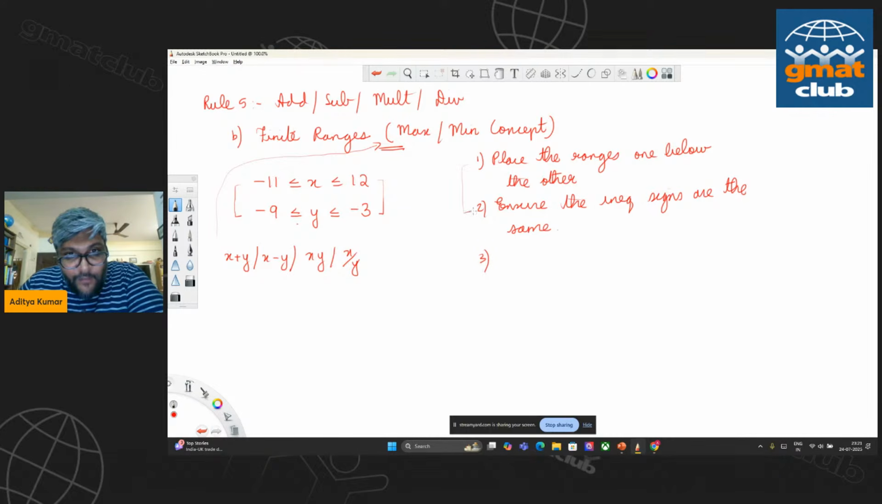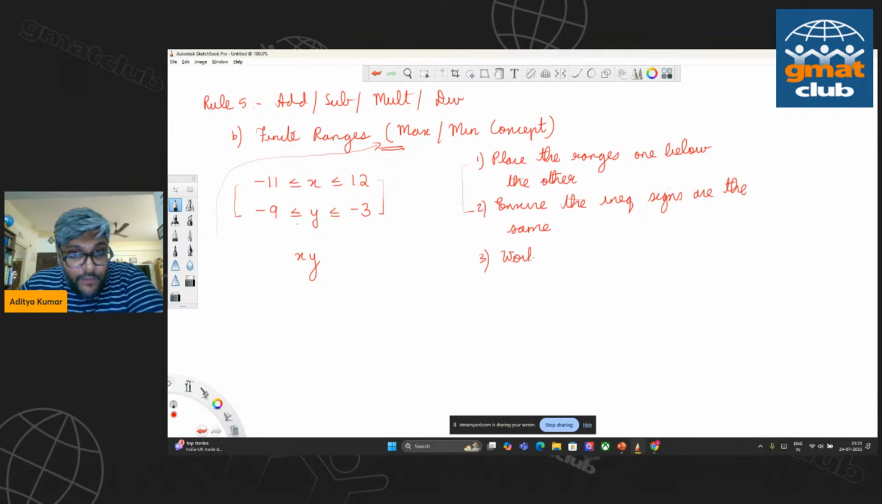Once these two things are done, look at what the question is asking you. Suppose the question was asking me for xy. What will I do? I will perform that mathematical operation between the extreme values. Suppose they gave me these two ranges and they asked me information about xy. Instead of multiplying directly, I will perform that mathematical operation between the extreme values of x and y.